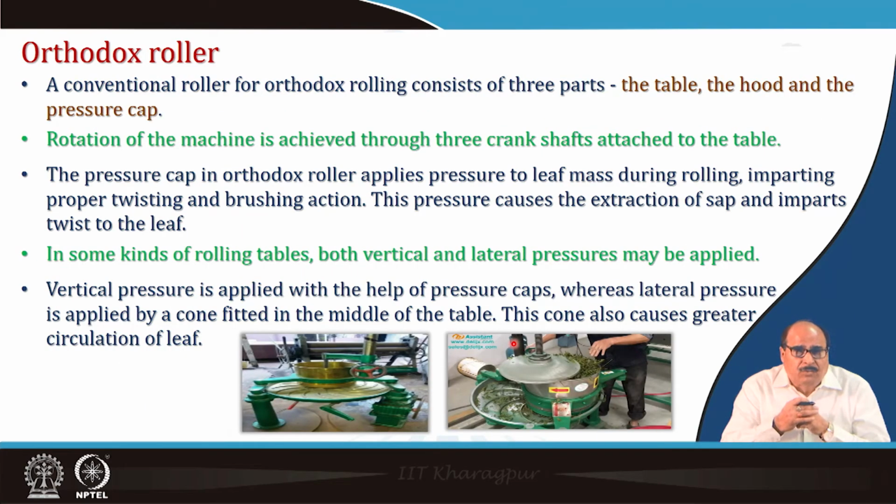Then the orthodox roller, see here in the figure, is a conventional roller for orthodox rolling. It consists of three parts: the table, the hood and the pressure cap.